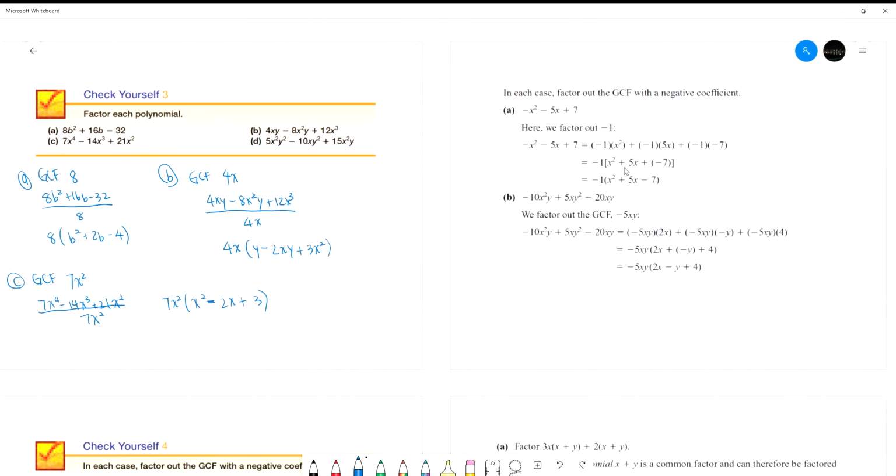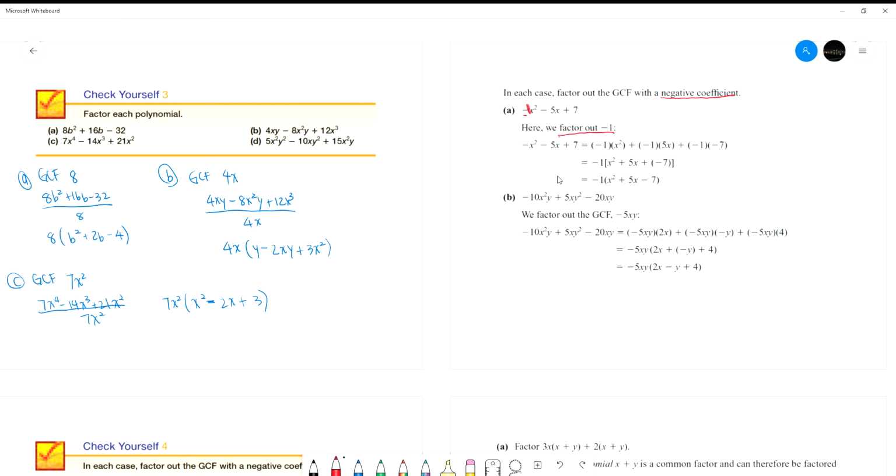Now, if you look on the right side of the screen, we have something called a negative coefficient. A negative coefficient really means that your leading term is negative. You see how the x squared is negative here? So anytime there's a negative leading term, we have to factor out a negative number. In this case, the GCF for all these numbers, this is a negative 1, by the way, right? So negative 1, negative 5, and 7.